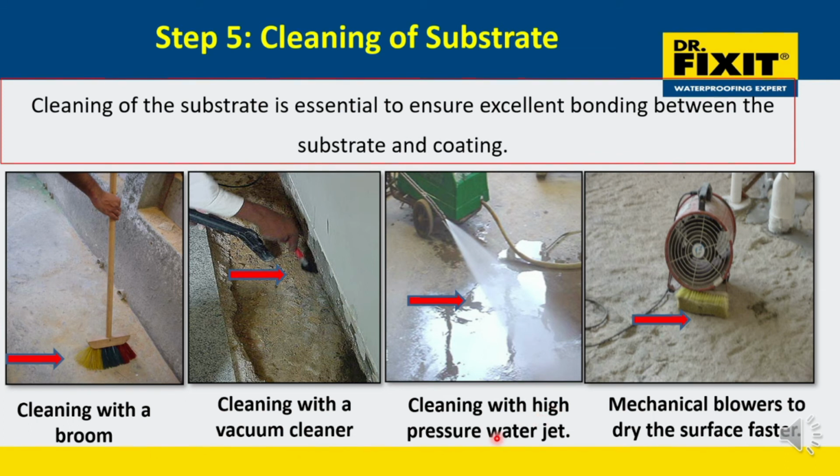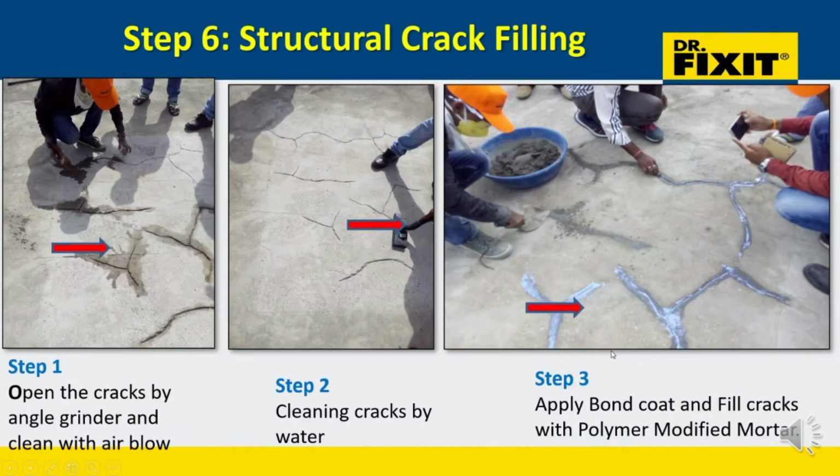Then clean with a high pressure water jet pipe, as we have already discussed. After that, mechanical blowers can be used to dry the surface faster if required. Okay, so this is the proper cleaning of the surface, the tools and the process which we can use here. Now let us see step 6, structural crack filling.